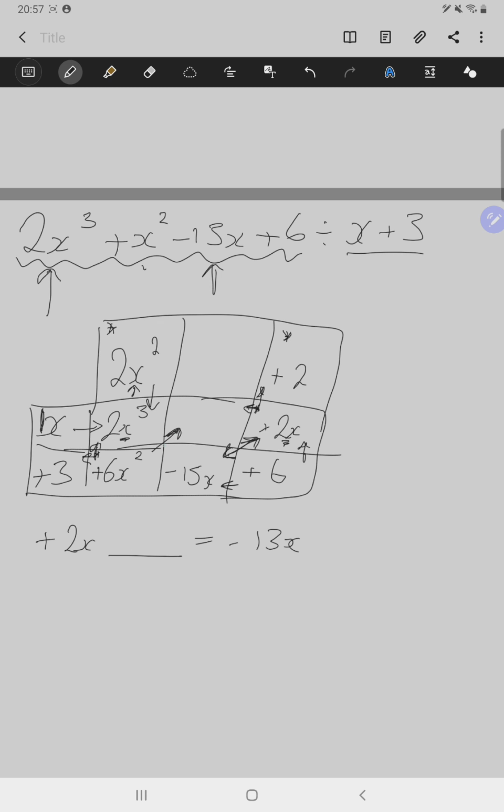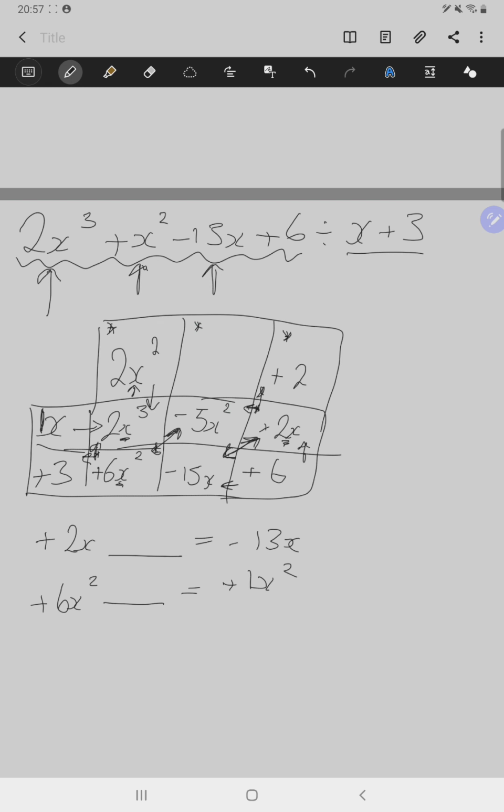Same for these diagonal boxes here. So we're looking at our x squareds here. So I have plus 6x squared and something to give us, in total here, plus 1x squared. So we need to get from plus 6x squared to plus 1x squared. So that will end up being minus 5x squared.